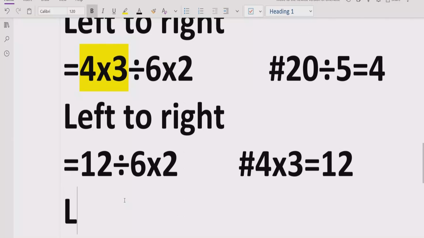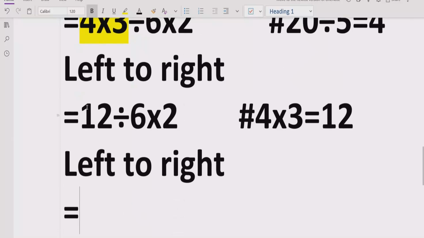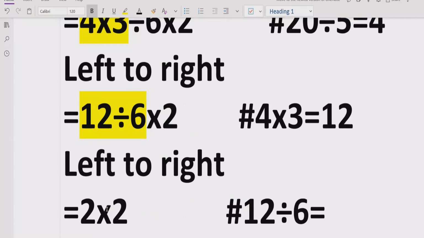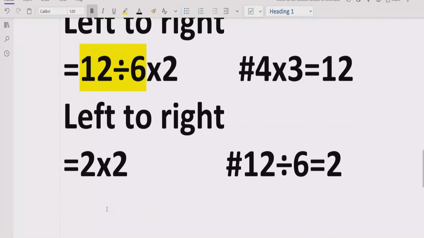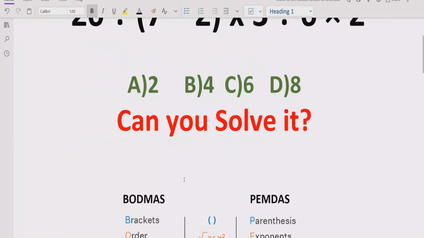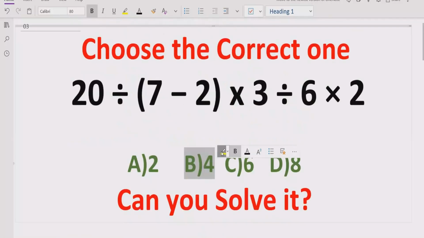Now again, we have to go left to right and follow the same step. Now this time we have 12 divided by 6. We have to solve this one, which becomes 2 multiplied by 2. And here we have to give the reference, 12 divided by 6 equals 2. Now move forward, we have two terms which are multiplying each other. So we will multiply both of them and get the answer 4. So the answer of the given expression is 4. If you see the answer list, answer B is the correct answer of this expression.